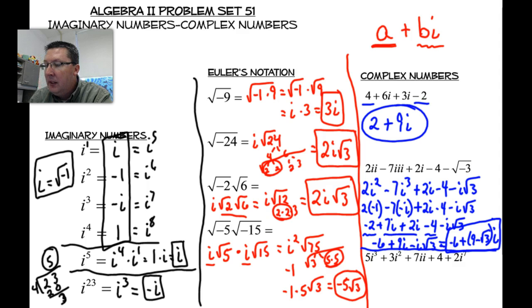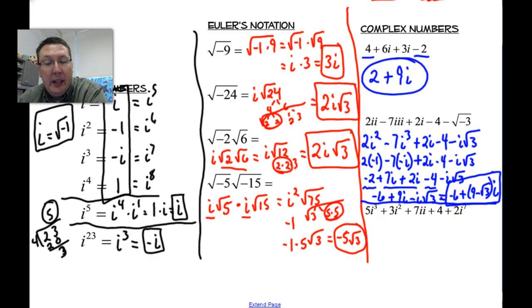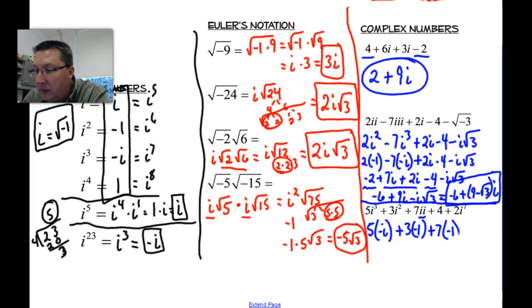All right, kind of wrote over this last problem here. Let's draw a line. This one involves simplifying these powers of i. So, again, every power of i simplifies down to one of those 4 things. So we just go through one at a time and rewrite this. 5 times i to the third becomes negative i, plus 3 times i squared is defined to be negative 1, plus, now this one has an i squared, so this is 7 times negative 1, plus 4, plus 2 times i to the 7th power.